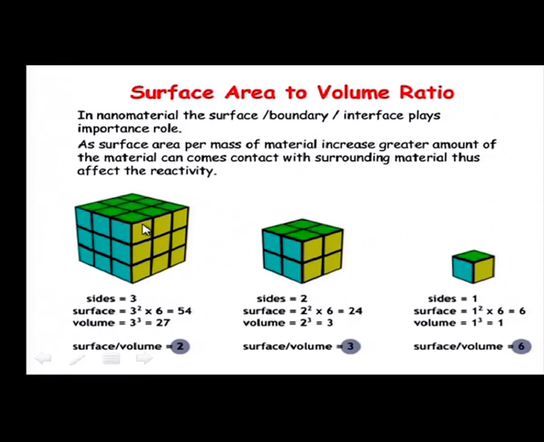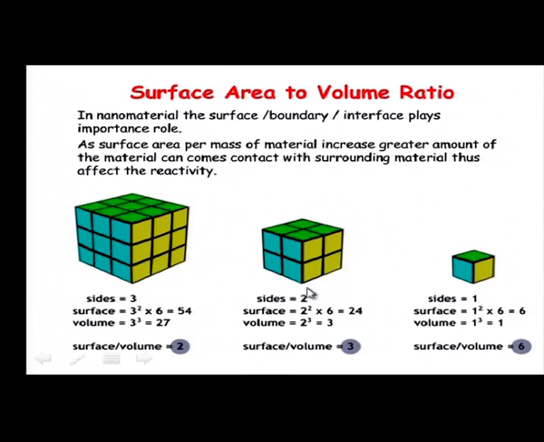Now let us look at this diagram. The sides are 3 in number, and what will be the surface area? It is length into breadth, therefore it is 3 squared into 6. 3 squared is 9, and 9 into 6 is 54. So the surface area is 54. And what is the volume? The volume is length into breadth into height, therefore it is 3 power 3, which is 27. And what is the surface to volume ratio? It is 54 by 27, so 27 twice is 54, therefore the surface to volume ratio is 2.